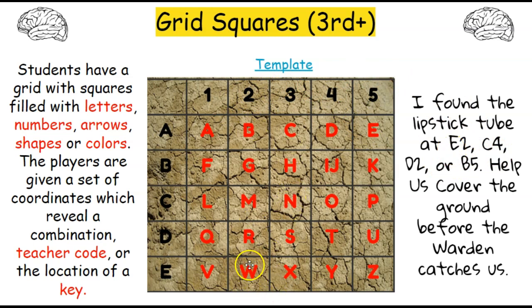So E2 is right here, so it's going to start with W. C4 right here is going to be an O. D2 is going to be an R. And B5 is going to be a K, spelling out the combination work.